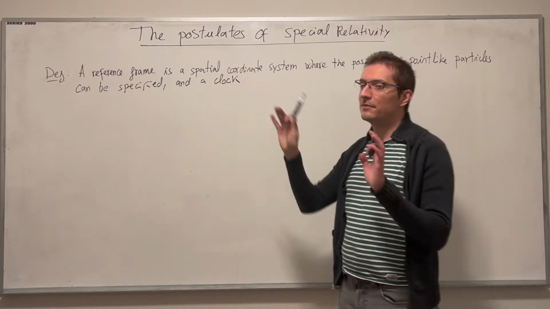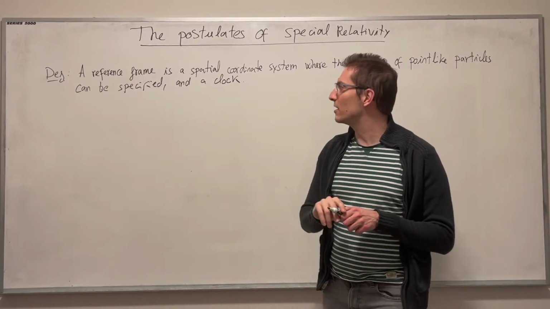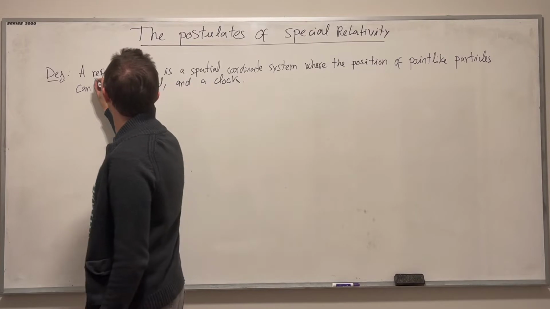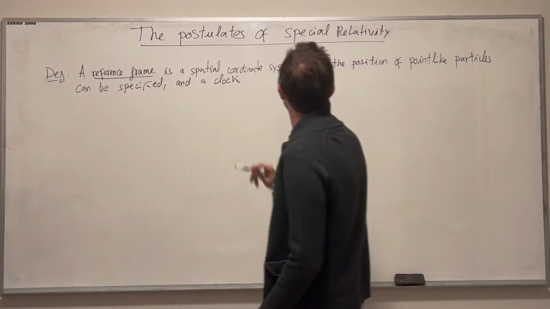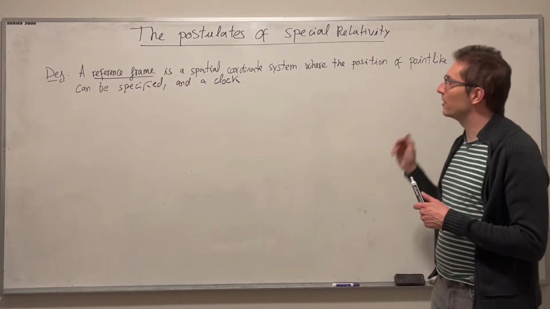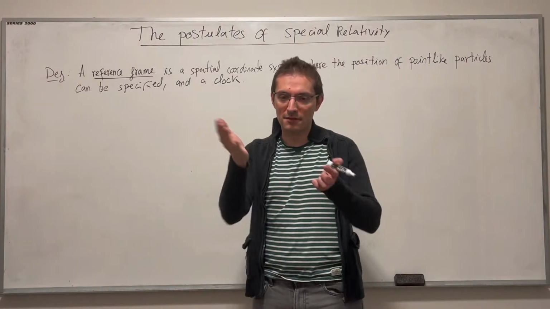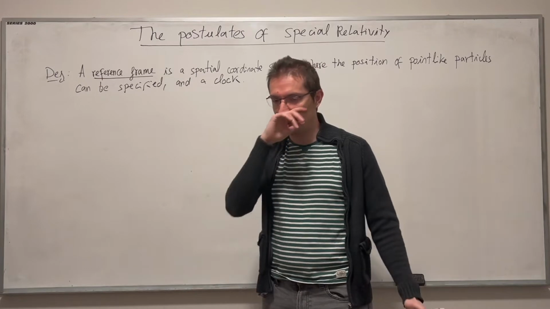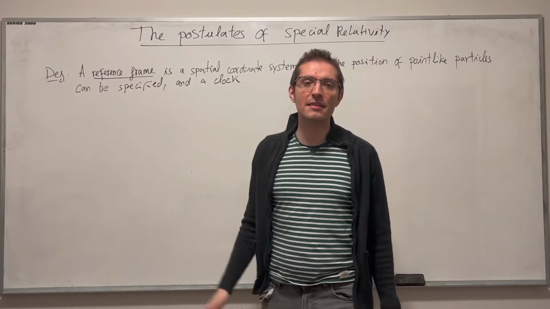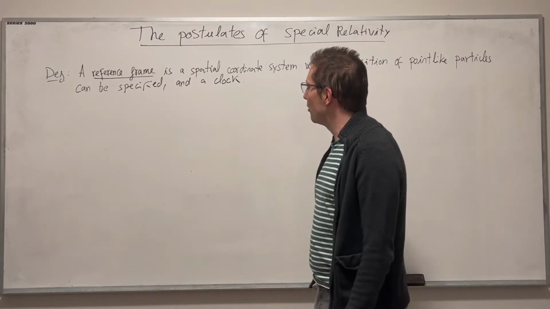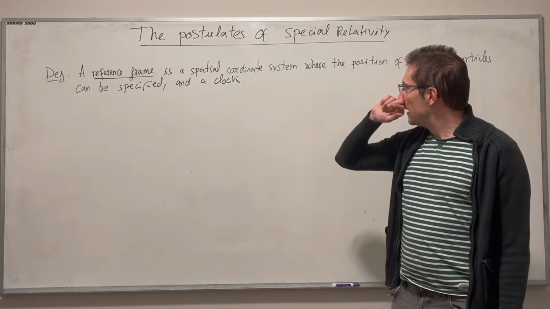The next thing we're going to see is the postulates of special relativity. All right, so first, before writing the postulates, let me define what a reference frame is. A reference frame is a spatial coordinate system where the position of point-like particles can be specified, and a clock. So a reference frame is made out of spatial coordinates relative to some origin, and a clock, something that can measure time. All right, cool.